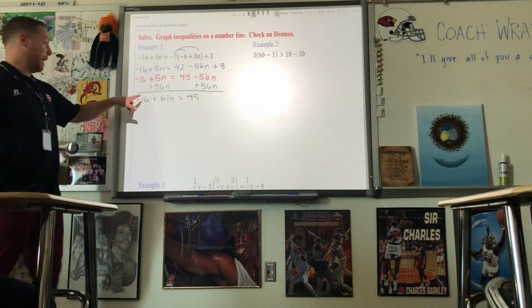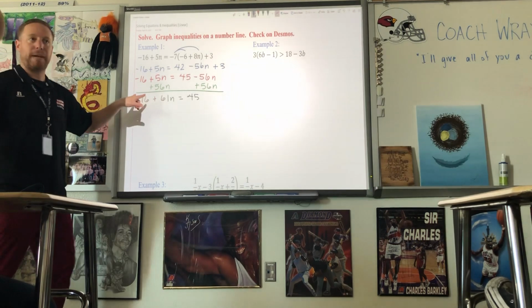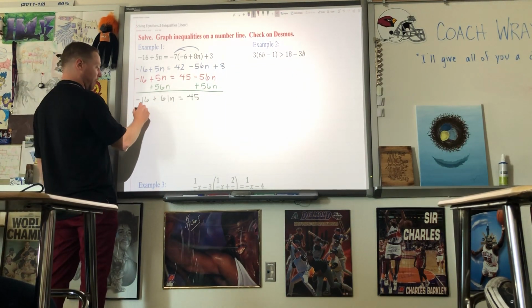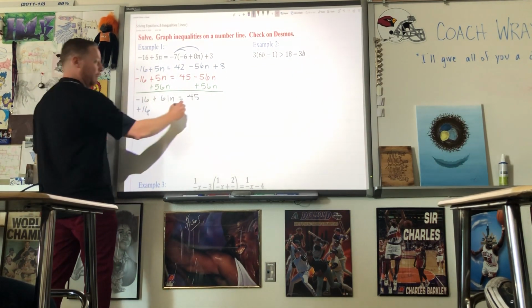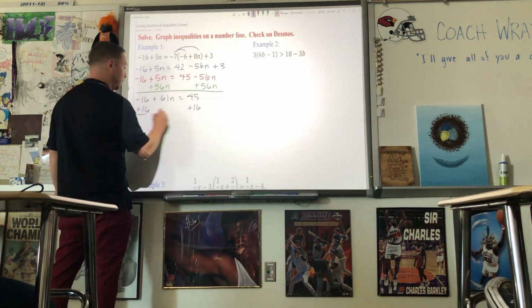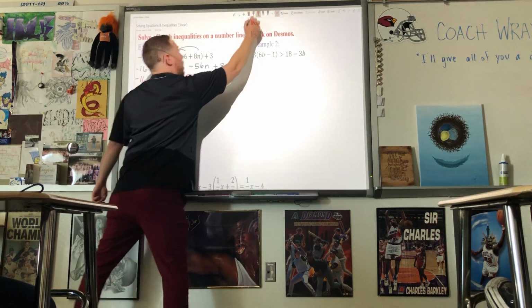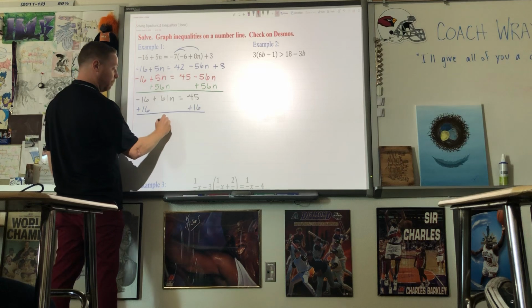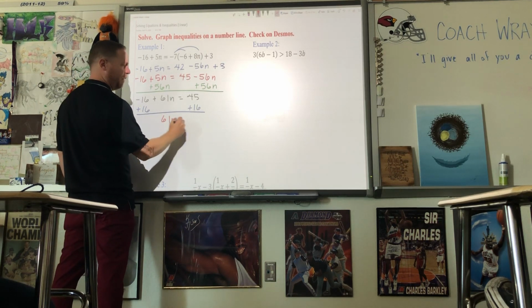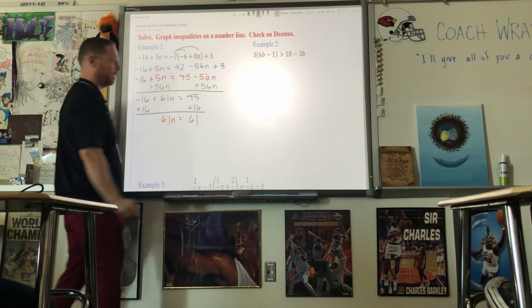Okay, next, I'm going to combine my constants, but I have to go across the equal sign. So again, I have to do the inverse or the opposite. So this is going to be plus 16. This is going to be plus 16. And now I have 61n equals 45 plus 16, which should be 61.